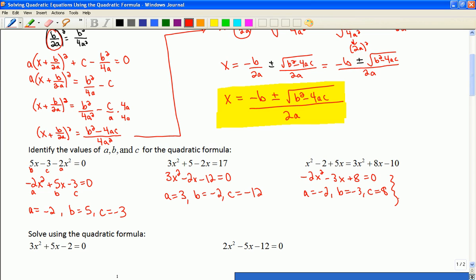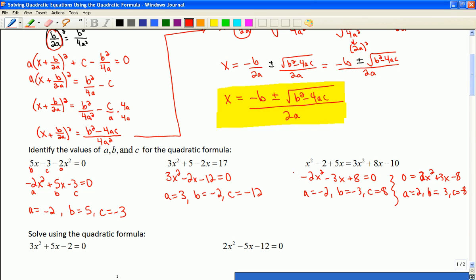Now some people have wondered, well, what if I rearrange it on the other side? What if I got 0 equals 3x squared plus 3x minus, sorry, that should be a 2x squared, and then it would be minus 8. Well, if you use these values, it's still going to give you the same answer.